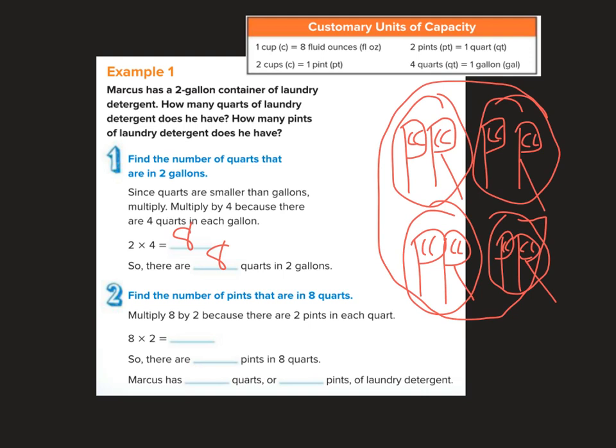If we want to find the number of pints, how many pints are in 1 gallon? We've got 2, 4, 6, 8. So 8 pints in 1 gallon. How many are in 2? 16. There are 16 pints in 8 quarts or 2 gallons. So Marcus has 8 quarts or 16 pints of laundry detergent.